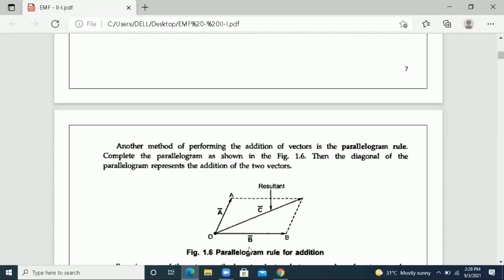So here is the parallelogram rule. You complete the parallelogram. That means you're drawing a side here, which is equal in magnitude to this. And you're drawing a side here, which is equal in magnitude to this. Complete the parallelogram. Draw your vector C from the origin to this corner.